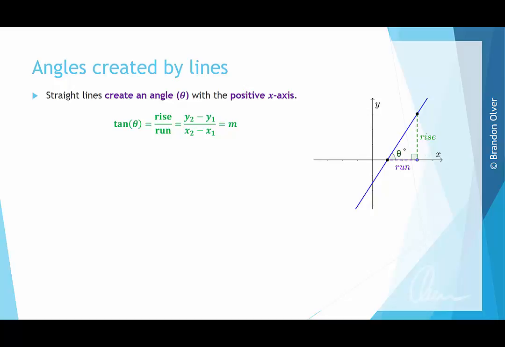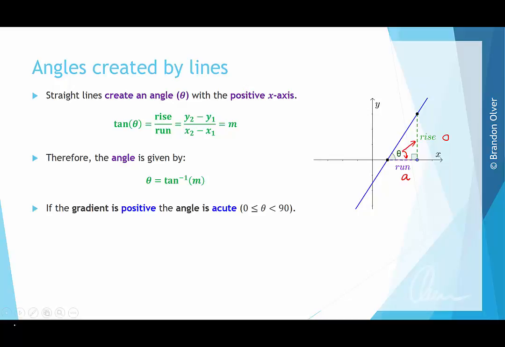So if we have a look at that, we can create this right-angled triangle where the opposite side of our angle is the rise, and the adjacent side is the run. So we know that tan theta is equal to opposite over adjacent, which means it's equal to the rise over the run, and rise over run is in fact the gradient, or m, of a line. So we find that tan theta is equal to the gradient of a line. Therefore, we can determine what the angle is by using the inverse tan function. So we find that theta is equal to tan inverse of the gradient m.